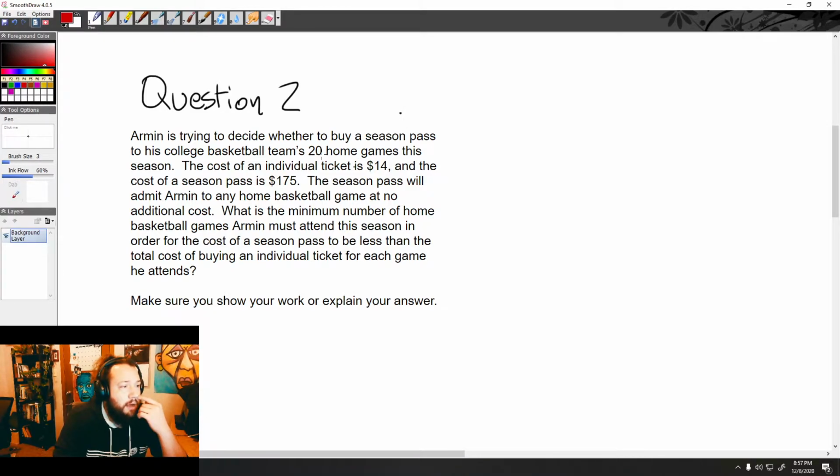Armin is trying to decide whether to buy a season pass or buy individual games. So let's go ahead and read this. Armin is trying to decide whether to buy a season pass to his college basketball team's 20 home games. So remember, they have 20 games this season. The cost of an individual ticket is $14. Okay, so each game is $14.